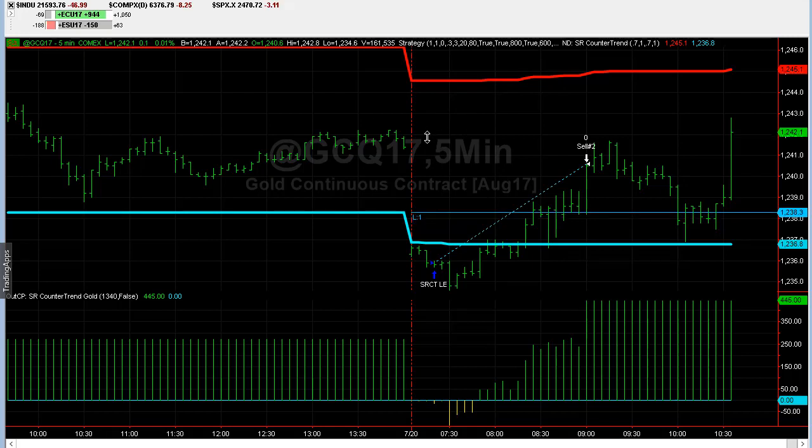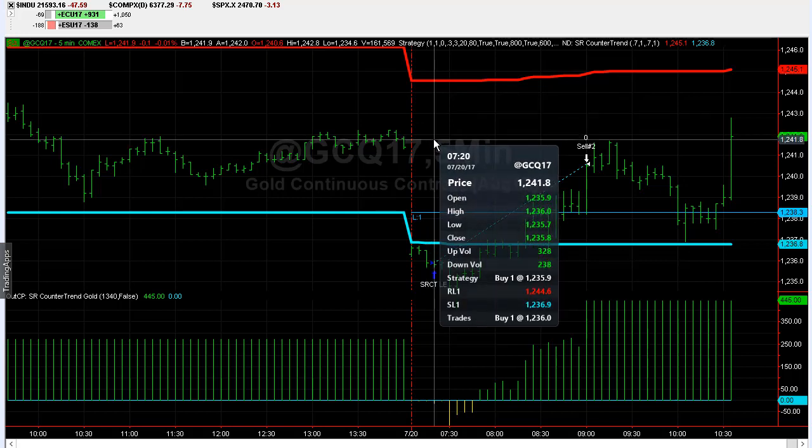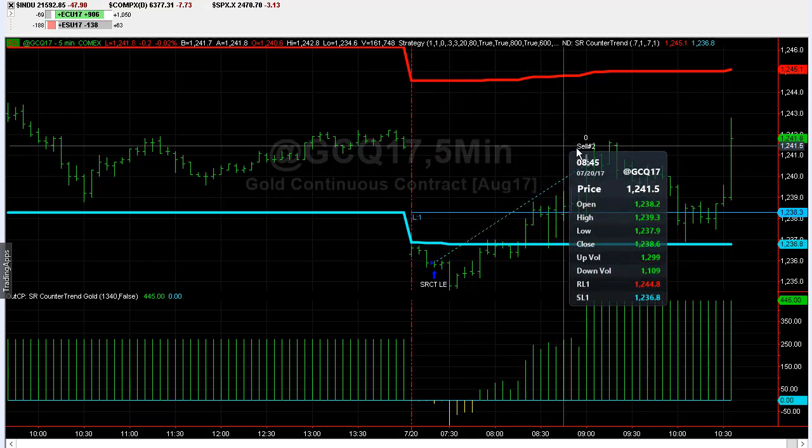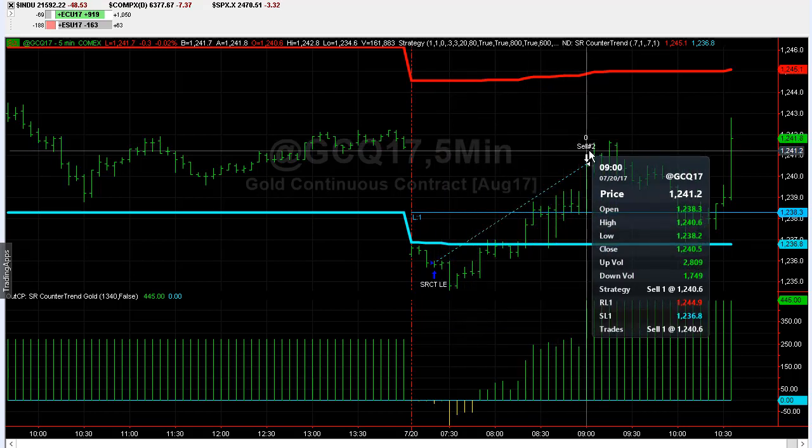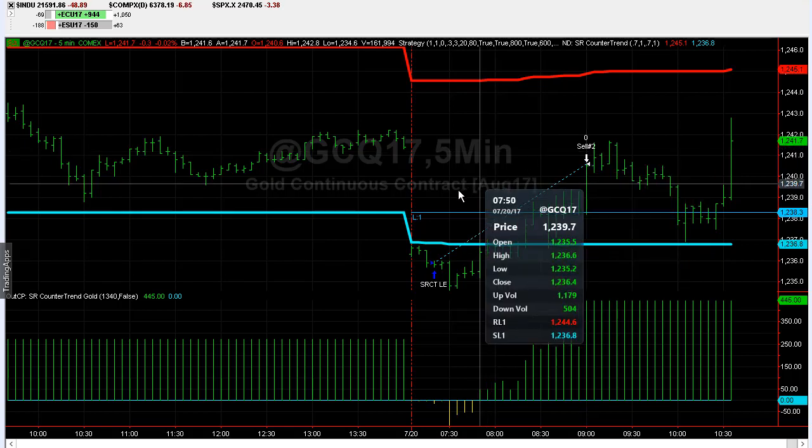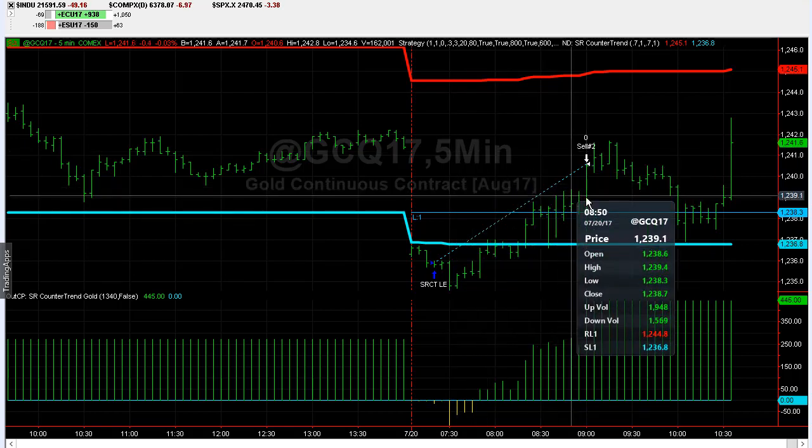For some reason, it does not show the bubbles in this, but if you click on this, you see the strategy buys one at 12.3590. The trade is buy one at 12.36. If you click on this, the strategy sells one at 12.4060. The trade was to sell one at 12.4060. So you got one tick of slippage on the entry, no slippage on the exit.